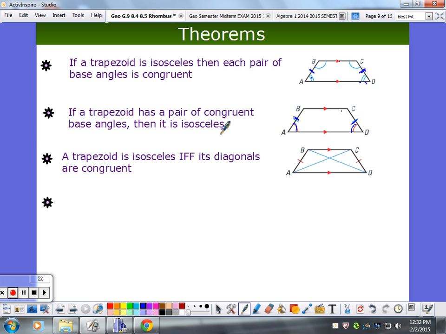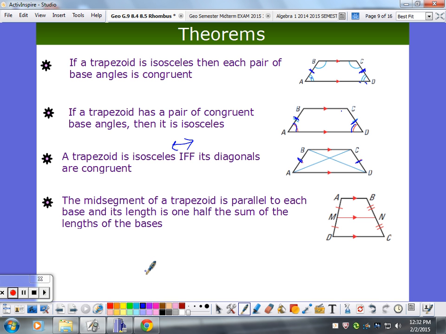A trapezoid is isosceles if and only if, bidirectional, the diagonals are congruent. So if it's isosceles, that will be true. If you have a trapezoid with congruent diagonals, then it is isosceles. And the mid-segment of a trapezoid is parallel to the parallel sides, so all parallel, and its value is the average or the mean of the bases. So you add the bases and divide by two, you will get the length of the mid-segment.